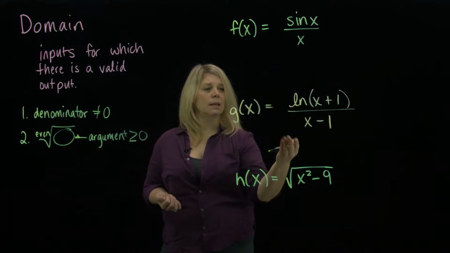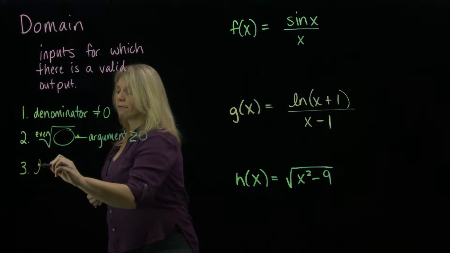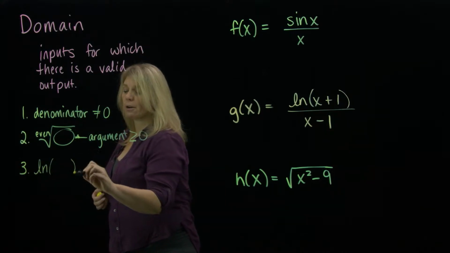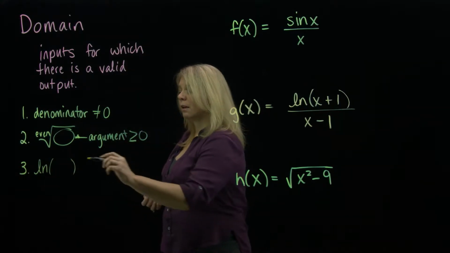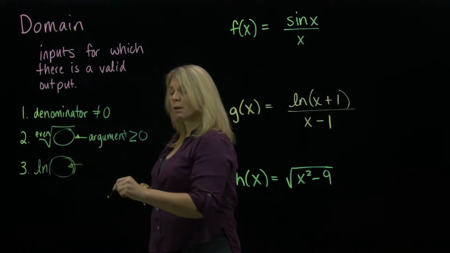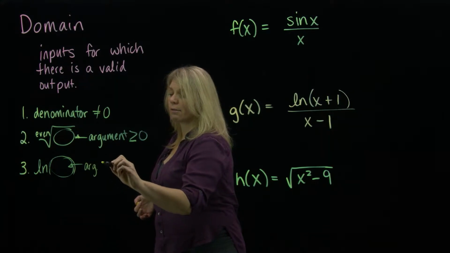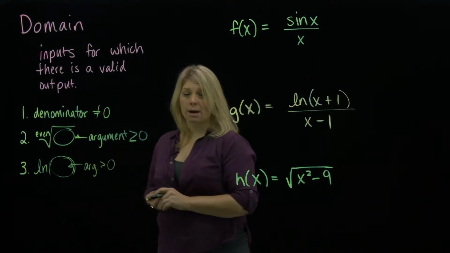The other important thing to think about is that we also have some restrictions with logarithms. So if I have a natural log of something or any kind of logarithm of something, that argument of that logarithm, that expression inside the logarithm, needs to be greater than 0. So the argument of the logarithm needs to be greater than 0 or positive.